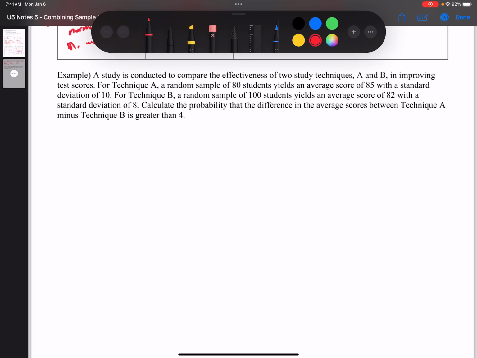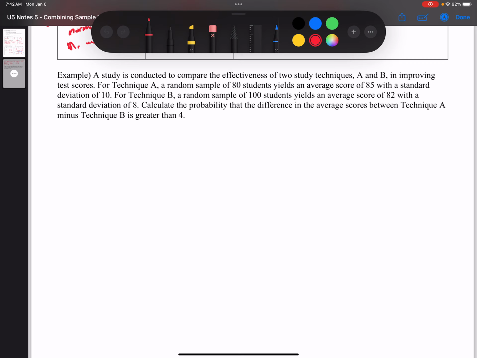All right, so for this example, we are looking at two different study techniques. We're trying to figure out which one is better for improving test scores. So it says for technique A, random sample of 80 students yields an average score of 85 with a standard deviation of 10. And for technique B, random sample of 100 students yields an average score of 82 with a standard deviation of 8. So it says calculate the probability that the difference in the average scores between A and B is greater than 4.